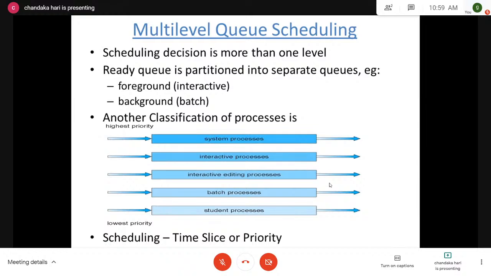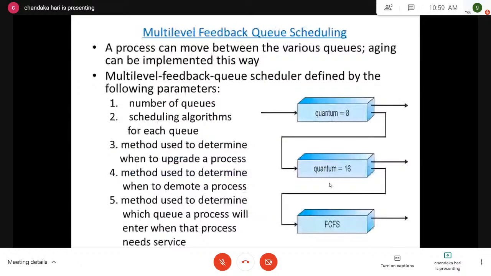Now we observe that the CPU is frequently switching from one particular queue to another queue. The main disadvantage of this multi-level queue scheduling algorithm is that the CPU is switching between the queues most of the time. So in order to work on this particular problem, they came with a new technique called multi-level feedback queue scheduling.